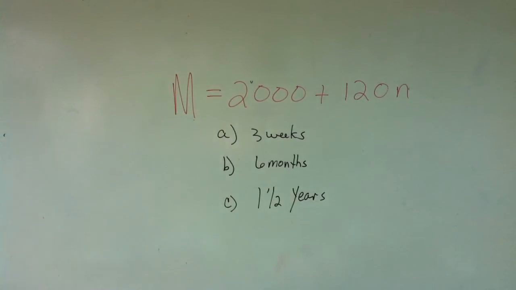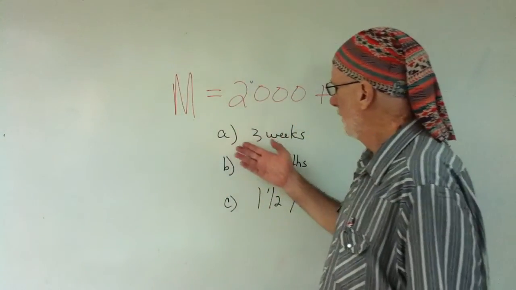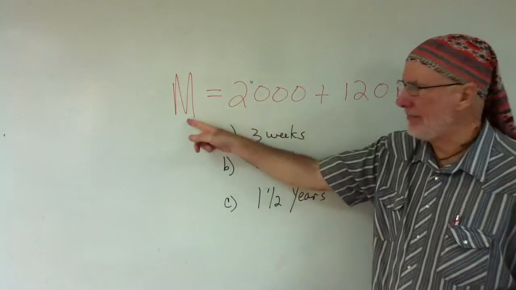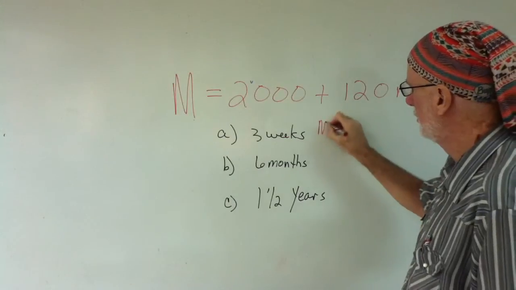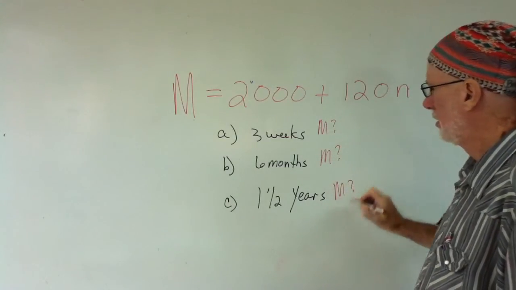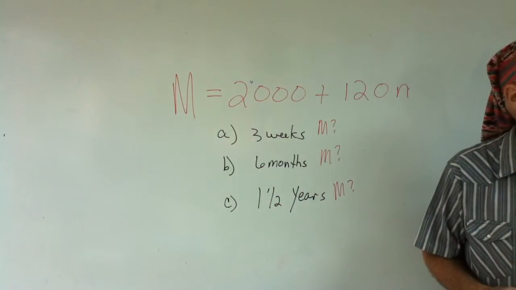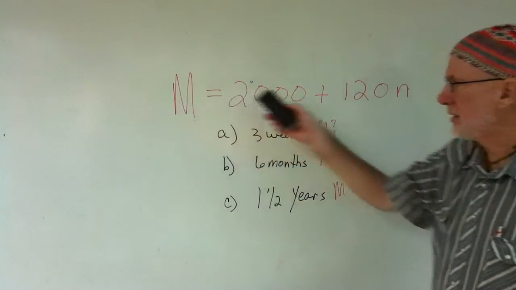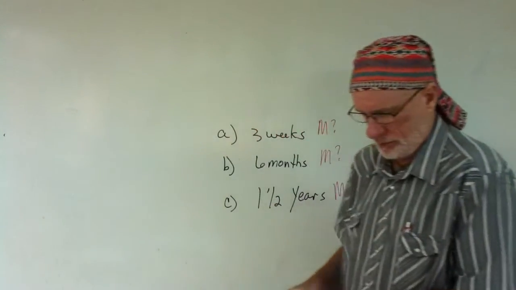Now, the second part of the problem is, what is going to be the amount, M, after 3 weeks, 6 months, and 1.5 years? Okay? So let's do that. What I'm going to do is make this a little smaller. Is that okay? I'm going to write it in blue.